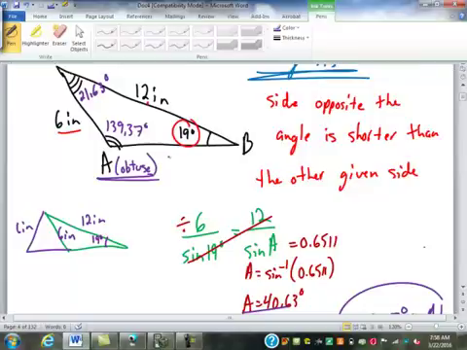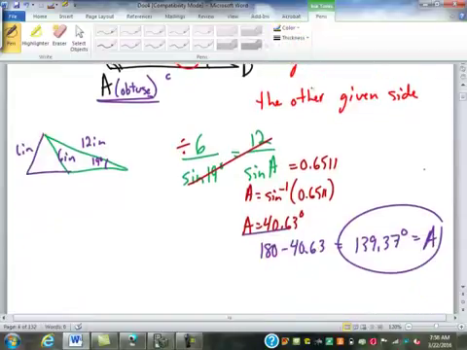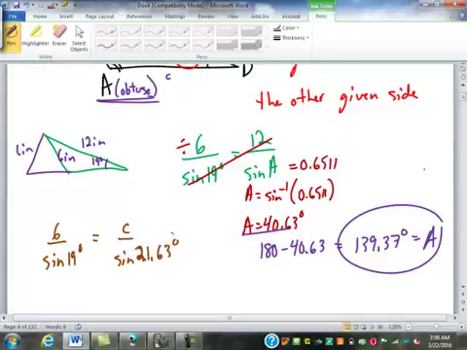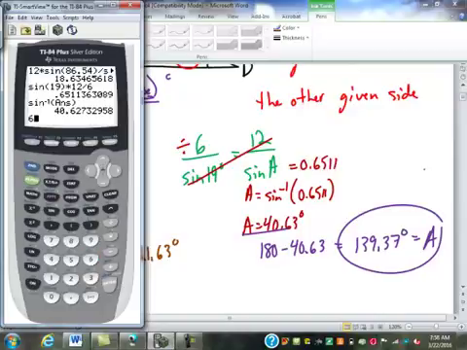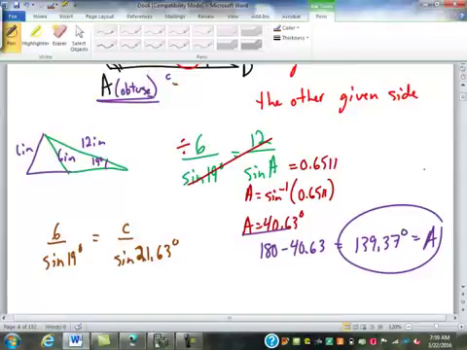Now I can find side little c down here, because I still have 6 over the sine of 19. Little c is going to be over the sine of 21.63 degrees. 6 times sine of 21.63 divided by sine of 19 is 6.793 inches.